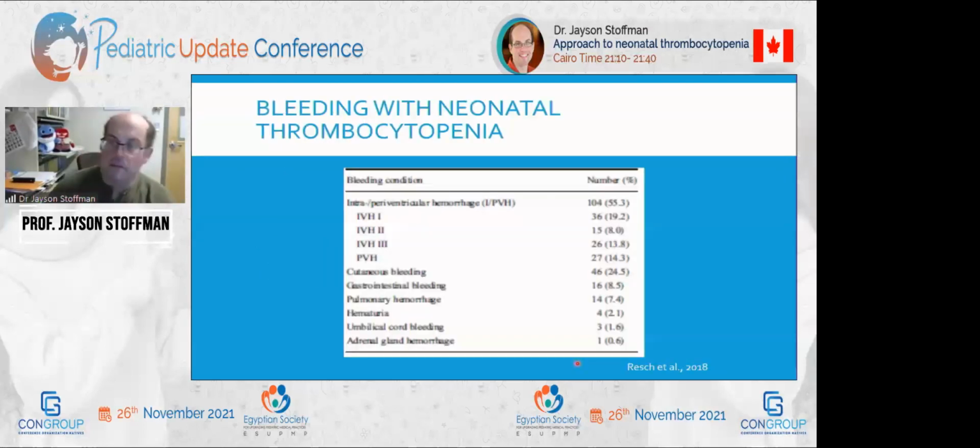The other thing is, what about the bleeding? In the same case series, this is the bleeding symptoms that they saw. About half of the patients who bled had intraventricular or periventricular hemorrhage. Most of those were lower grade, with very few of the severe type. A quarter of them had cutaneous bleeding, and then a variety of other bleeding symptoms. So kind of a mix. Certainly IVH was common, although not severe forms of IVH.